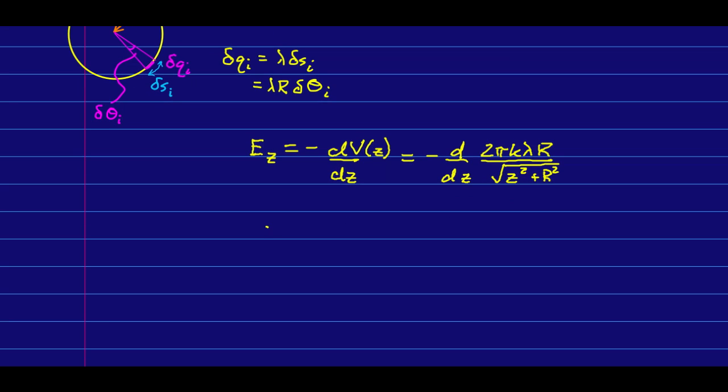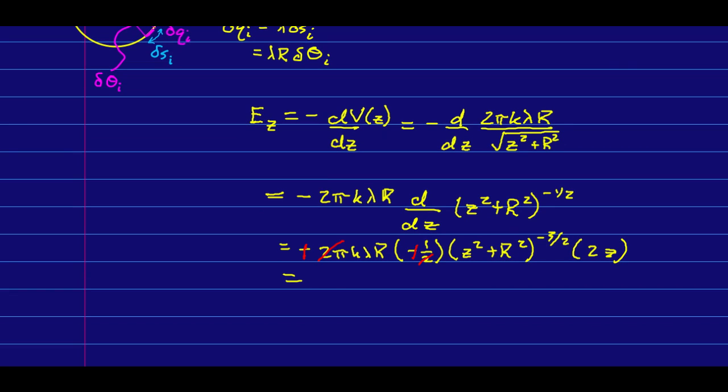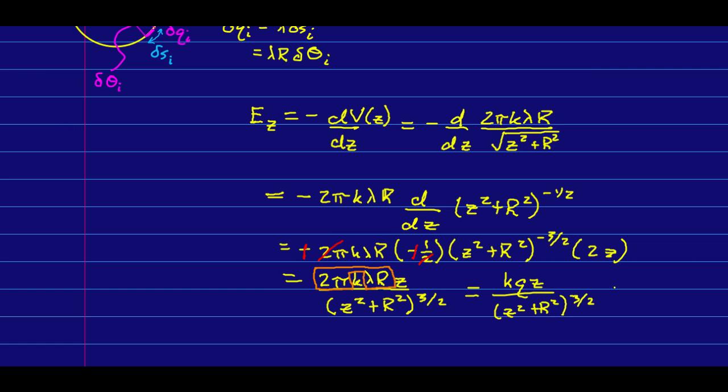Well, that derivative is not too difficult. I'm going to just pull out all the constants. And if you recognize that this 2 pi lambda r is the circumference times the linear charge density, you can see that this is kQz over (z squared plus r squared) to the 3/2, which is exactly what we got back in the electric fields unit for the electric field due to a thin ring.